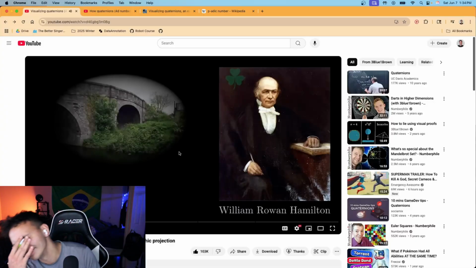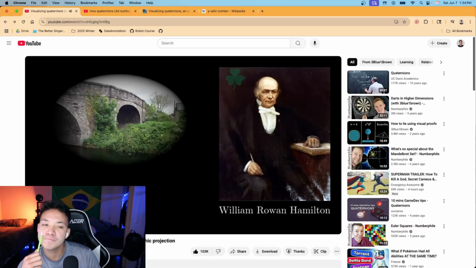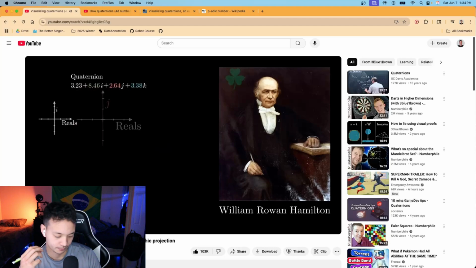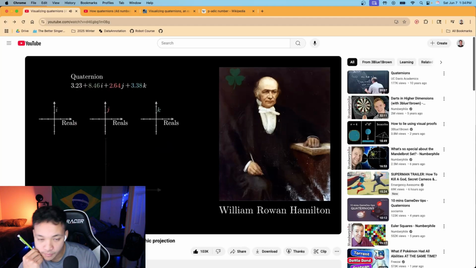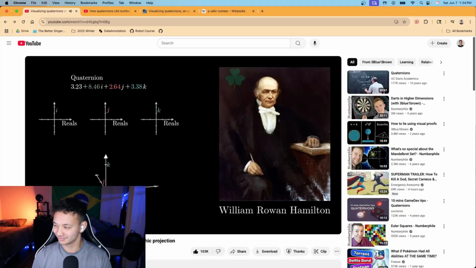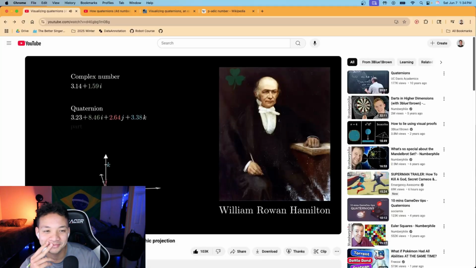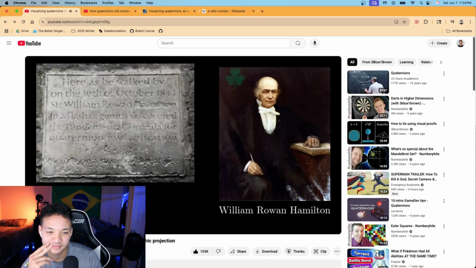In 1843, while crossing the Broom Bridge in Dublin, he realized with a supposed flash of insight that what he needed was not to add a single dimension to the complex numbers, but to add 2 more imaginary dimensions. 2 more dimensions! Imaginary dimensions describing space, and the real numbers sitting perpendicular to that in some kind of 4th dimension. He carved the crucial equation describing these 3 imaginary units into the bridge, which today bears a plaque in his honor showing that equation.